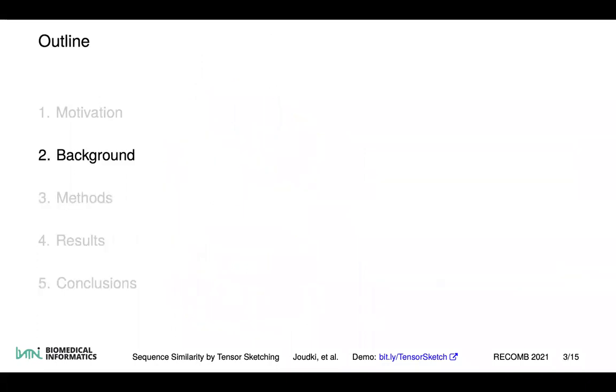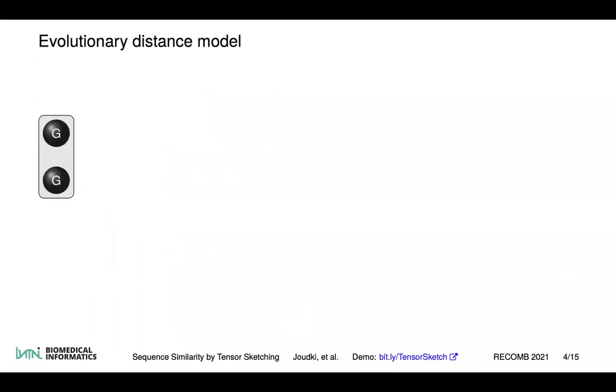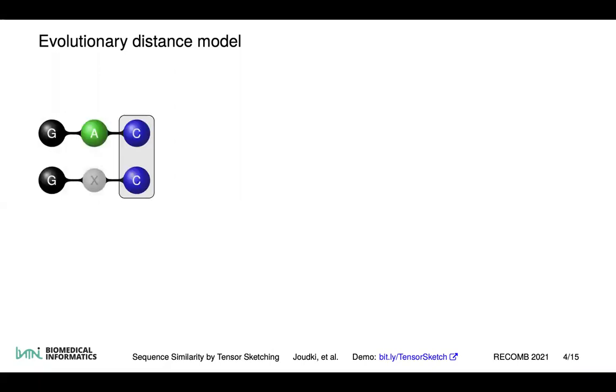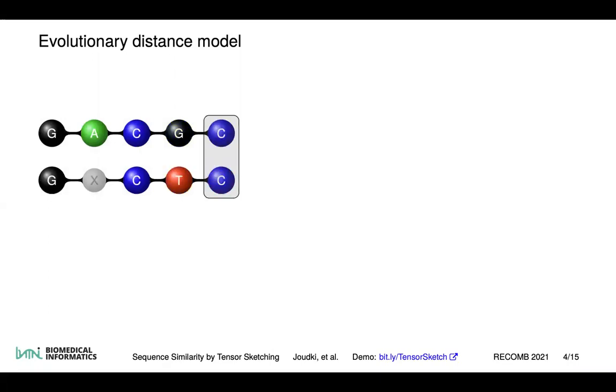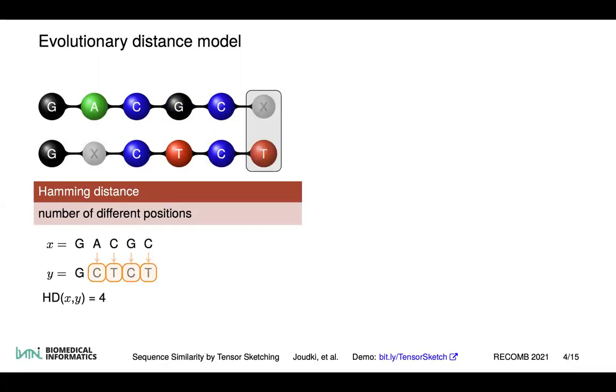And now let's turn our attention to our evolutionary distance model. This is a very basic model; we can view this as a noisy copy machine. So here A is deleted, G is substituted, and finally T is inserted. If we simply count the number of different positions, in this case we would end up with 4, which is overestimating their distance.